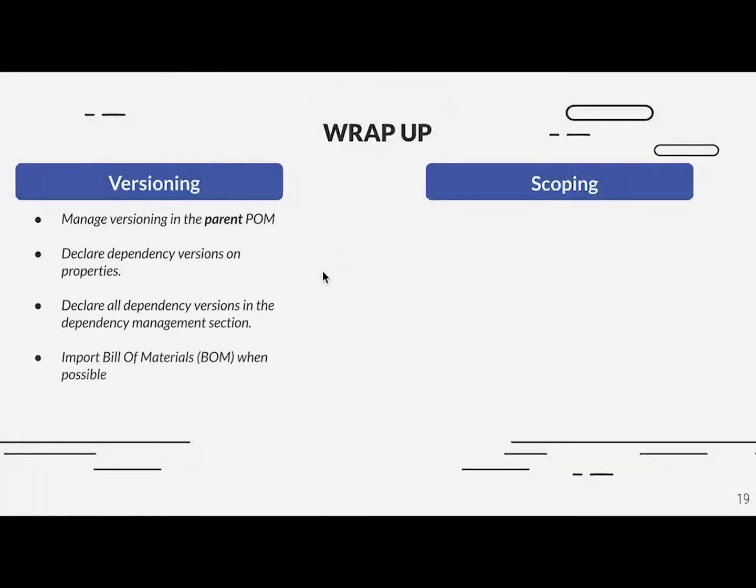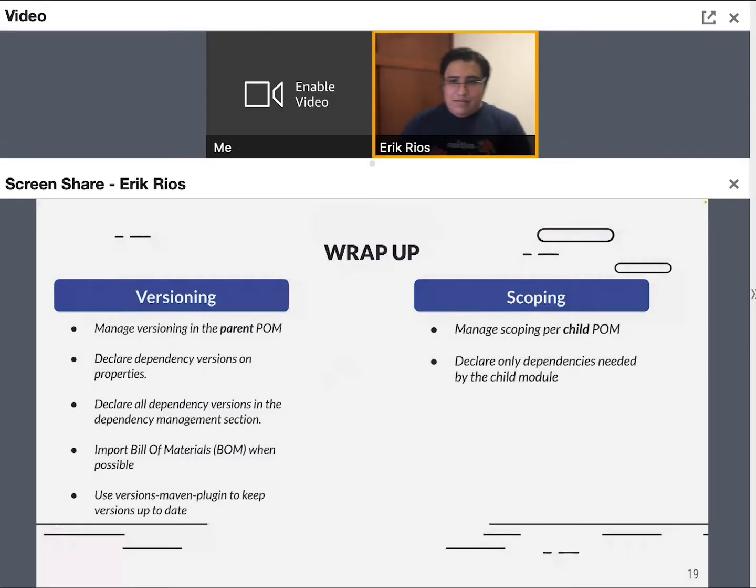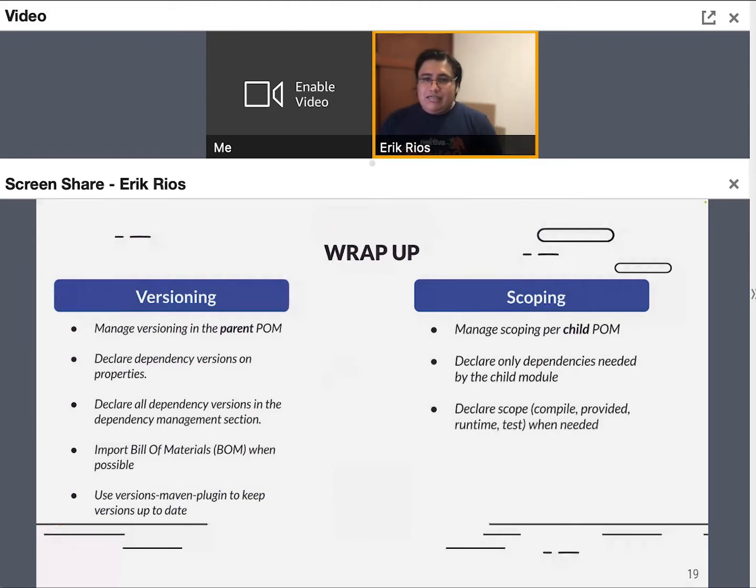So I told you all the versioning tips. And for scoping, just remember that we do the scoping per child, in the child POM. We declare only the dependencies needed by the child module, and we declare the scope when needed.